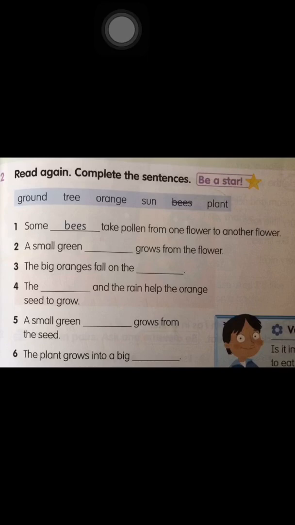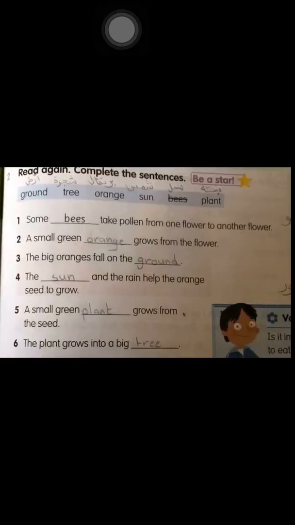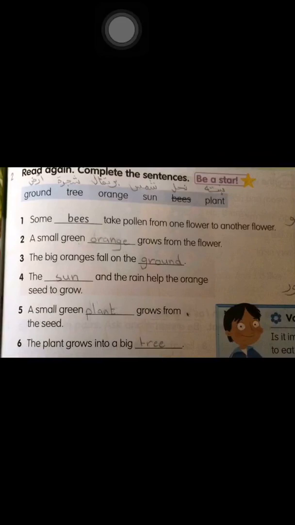Number five, a small green plant grows from the seed. The last one, the plant grows into a big tree. Number one, bees. Number two, orange. Number three, ground. Number four, sun. Number five, plant. Number six, tree. قم بكتابتهم بخط مرتب.